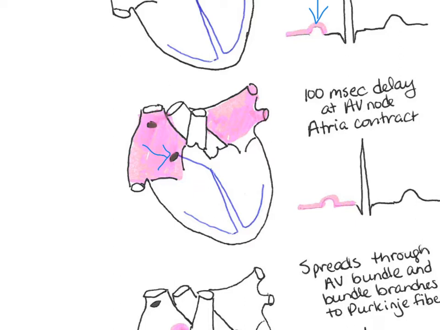And then what happens is that that signal, that stimulation gets down to the AV node, and as it gets to the AV node, there's a 100 millisecond delay at that AV node, and that allows both of the atria then to contract before the ventricles get that stimulation, because we want the atria to contract before the ventricles. So now we see, here's our 100 millisecond delay after that P wave, right?